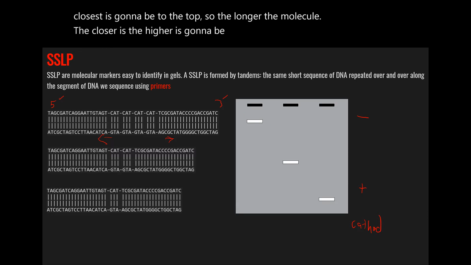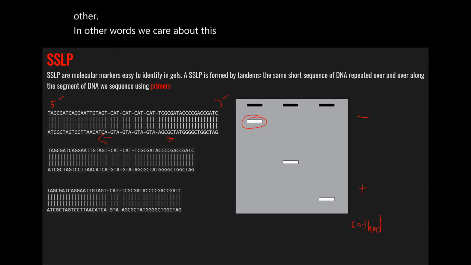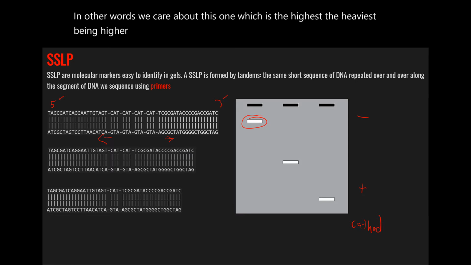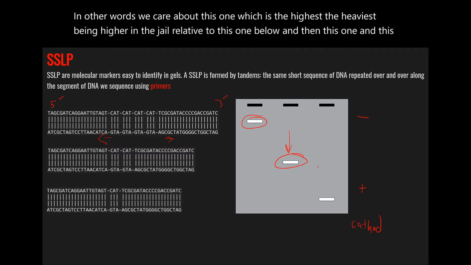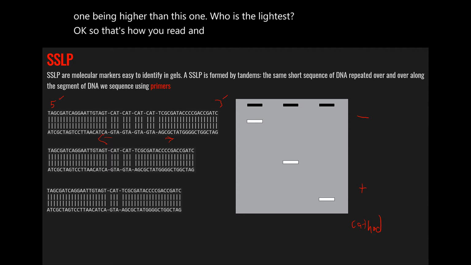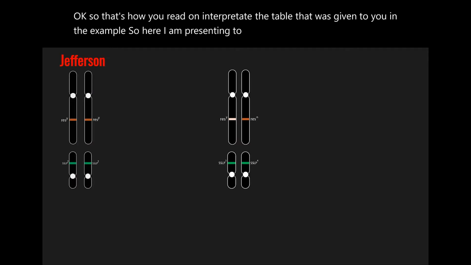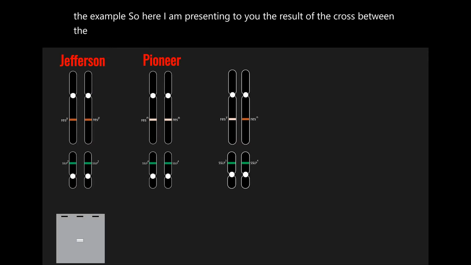And we don't really care about the real size of these molecules other than the size that they have relative to each other. In other words, we care about this one, which is the highest, the heaviest, being higher in the gel relative to this one below, and then this one, and this one being higher than this one, which is the lightest. Okay, so that's how you read and interpret the table that was given to you in the example. So here I am presenting to you the result of the cross between the Jefferson and the Pioneer individuals.